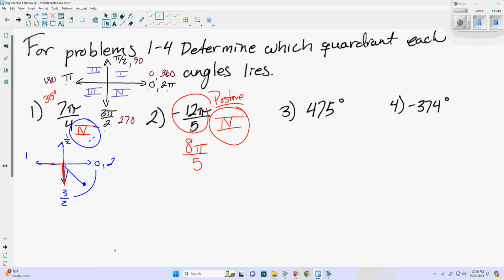475 degrees. Which quadrant would that be in? Well, it's bigger than 360, yes? So to get it back into 360 to its co-terminal angle, we would subtract 360 from it because it's too big. We want to make it smaller, which would give us 115 degrees, which would be in quadrant 1, 2. Because 115 would indeed be between 90 and 180, so it is in quadrant 2.